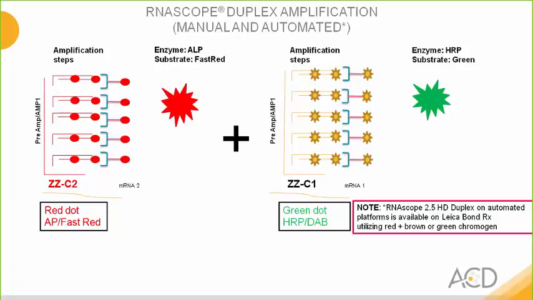For the duplex assay, you have two independent trees that are built for each channel. For the C2 channel, we have the alkaline phosphatase enzyme utilizing the fast red chromogen. And for the C1 tree, we have the horseradish peroxidase using the green chromogen. Do note that you can have the HD duplex run on the automated platform on the LEICA Bond RX, and it can utilize either a red-brown chromogen staining or red-green chromogen staining.